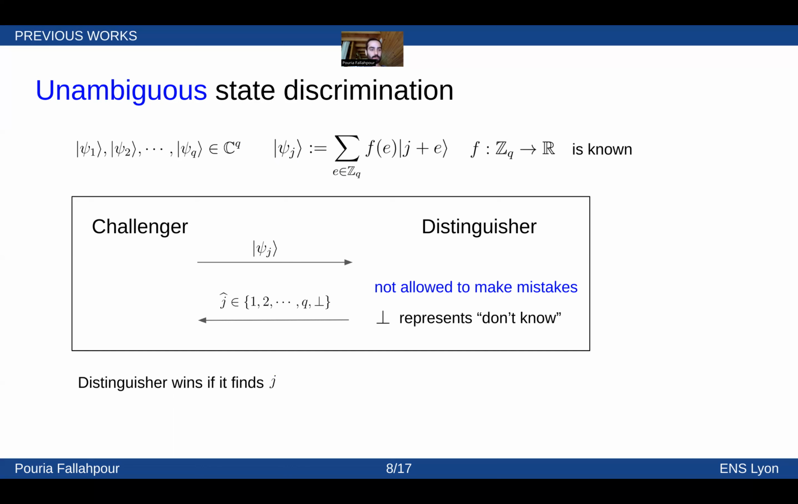So in other words, there's a challenger that chooses one of these states arbitrarily and sends it to the distinguisher, and the distinguisher is supposed to find what this state is, but under some condition. It's not allowed to make any mistakes, but it is allowed to say "I don't know." We represent this don't-know answer with some special symbol ⊥. And the success probability of the distinguisher is the probability that it can detect the answer correctly.